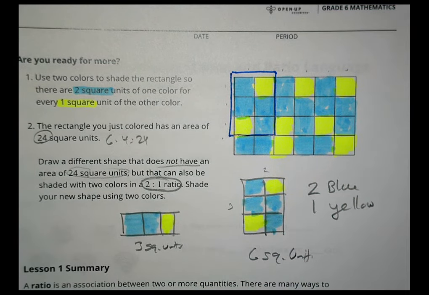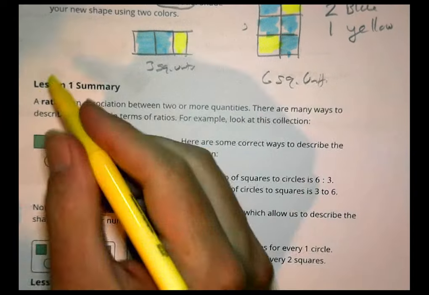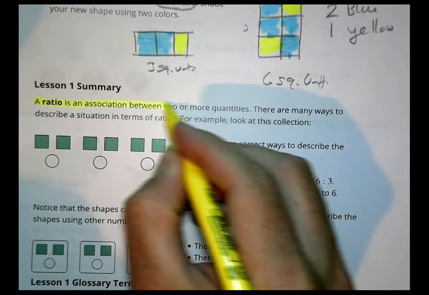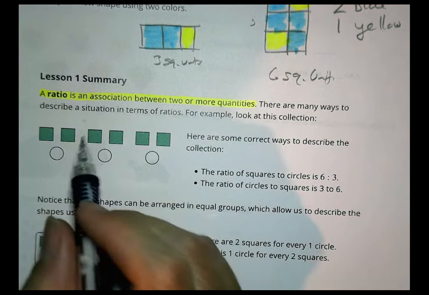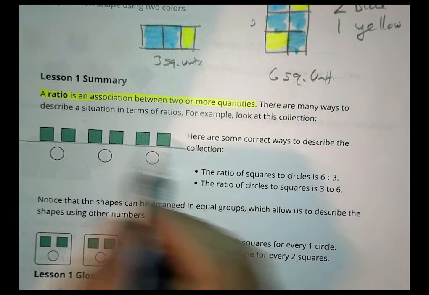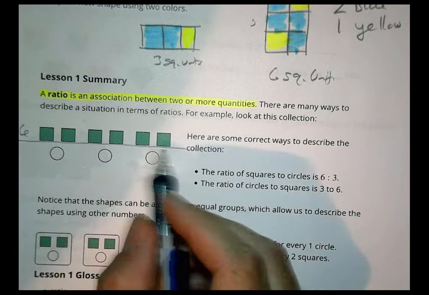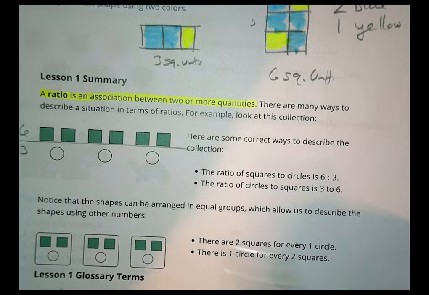Okay? So in summary today, we just want to say that a ratio is an association between 2 or more quantities. And there are many different ways to describe a situation in terms of ratio. You could draw it with a picture here that looks like this, a 2 to 1, 2 to 1, 2 to 1, or also look at it saying, well, actually, it's 6 green squares for every 3 circles, right? So it's a 6 to 3 ratio.